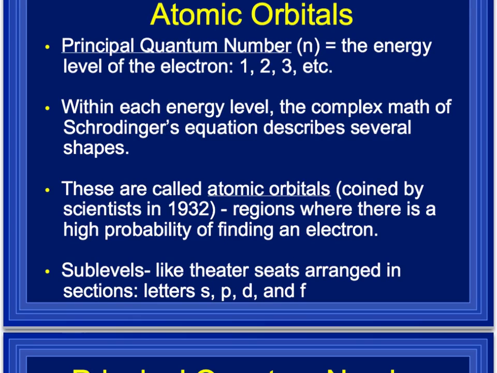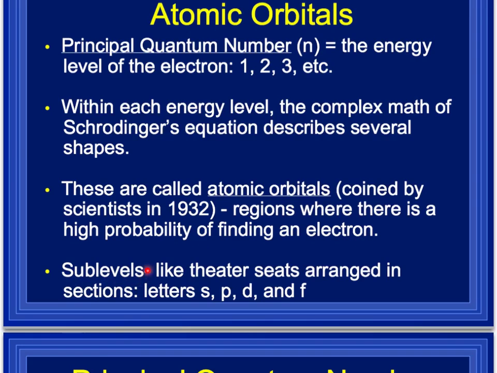So here's a quick review of these quantum numbers and this idea of atomic orbitals. First off, the principal quantum number is represented by n, and it's the energy level of the electron. Within each energy level, the complex math of Schrodinger's equation describes several shapes, so an even better prediction of where we're going to find electrons. This term, atomic orbitals, was coined by scientists in 1932, and again, these are regions where we have a high probability of finding an electron.